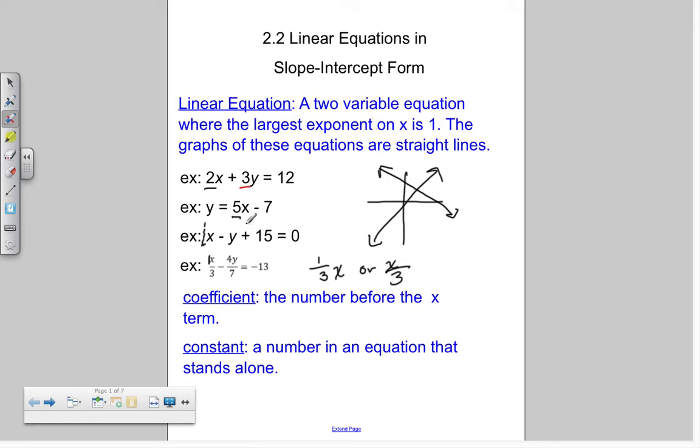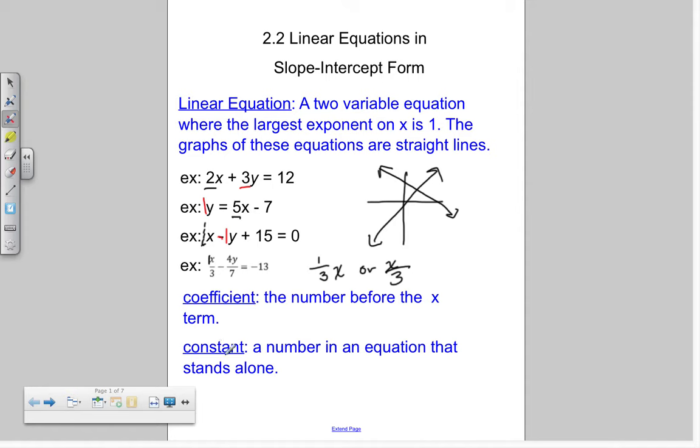In this equation, what is the coefficient of y? 3. What is the coefficient of y in this equation? 1. What is the coefficient of y in this equation? Getting trickier. Well, it's negative 1 because of that minus. Very important to notice that. How about the coefficient in this one? Negative 4/7. Negative 4/7. Okay.